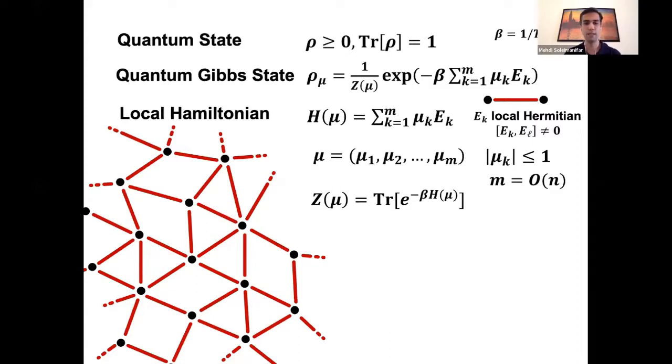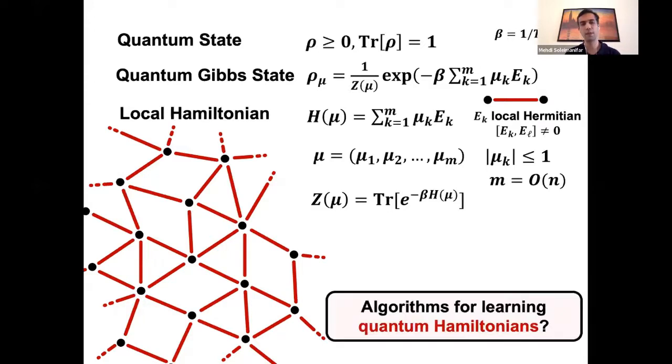So again, we can ask a similar question as we had for the classical Gibbs distribution, which is whether there is an algorithm that, given an efficient number of samples from quantum Gibbs states, infers the interaction coefficients mu, which fully determine these quantum models. So this is called the quantum Hamiltonian learning problem.